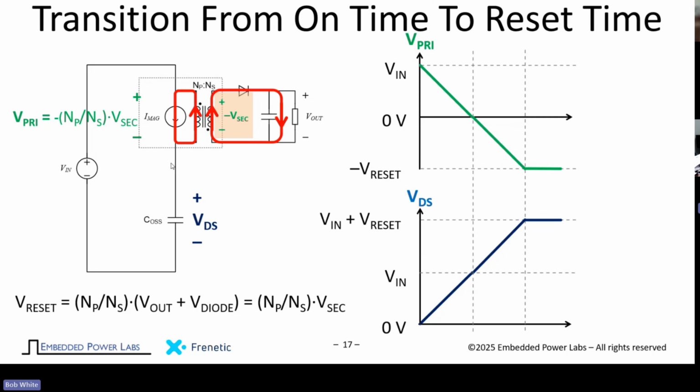It becomes fairly straightforward. We go from the on time, where we're storing energy in the core, in the flux, in the magnetizing inductance, to now this reset or demagnetization time, where we're delivering that energy to the output.